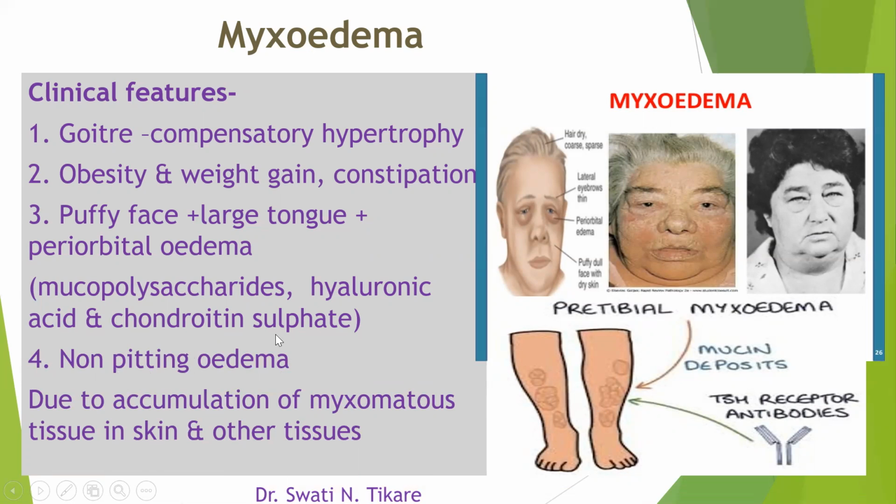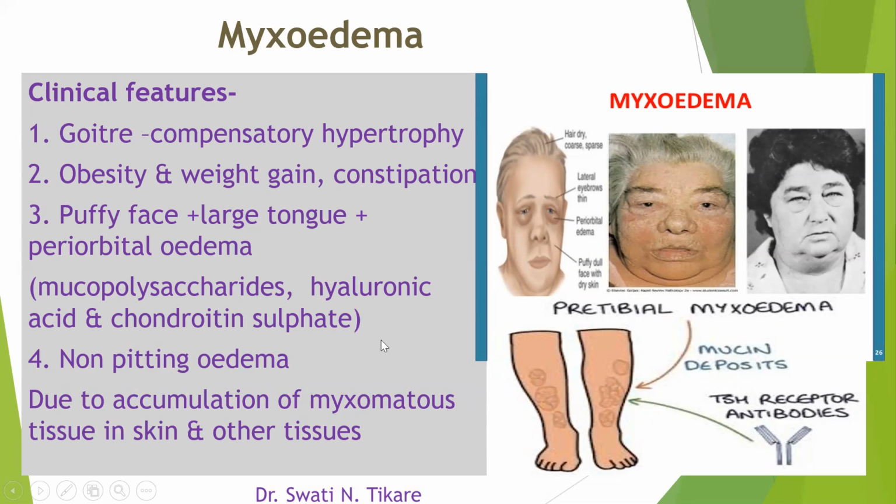So first of all, what do we mean by edema? Edema is a condition that occurs due to excess ECF volume, extracellular volume in the body. So there is more accumulation of ECF. But in addition, there is not only the fluid, all these substances are accumulated. So it will be non-pitting. What we mean by the word non-pitting is when we press upon the edema, it will not make the impression. So there is a non-pitting edema due to accumulation of myxomatous tissue in skin and other tissues.